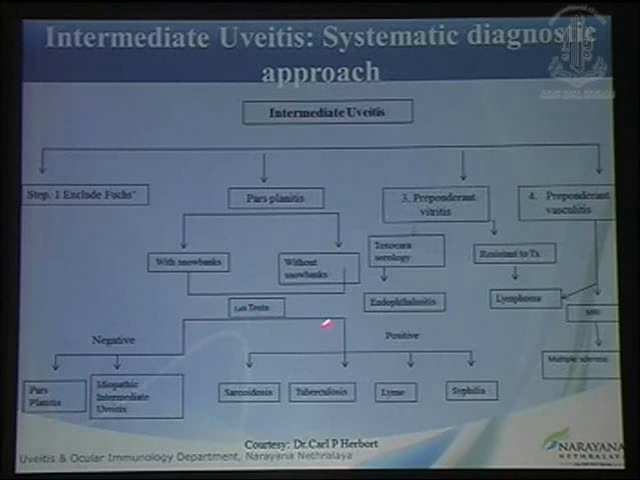If the Mantoux is negative and chest X-ray shows hilar lymphadenopathy and increased ACE levels and lysozyme levels, it could be sarcoidosis, or if the Mantoux is positive, it could be tuberculosis. If the serological tests are positive, it can be Lyme or syphilis. If the patient has preponderant vitritis, toxocara can be diagnosed based on the clinical presentation. In rare cases, we can order serology as well, and it could be an endogenous endophthalmitis. Next, if the patient is resistant to treatment, we need to suspect lymphoma. If the patient has predominantly vasculitis, we order an MRI of the brain and we diagnose multiple sclerosis.